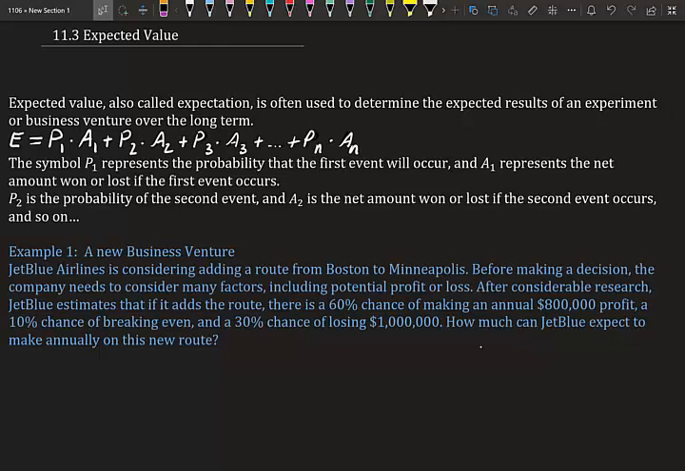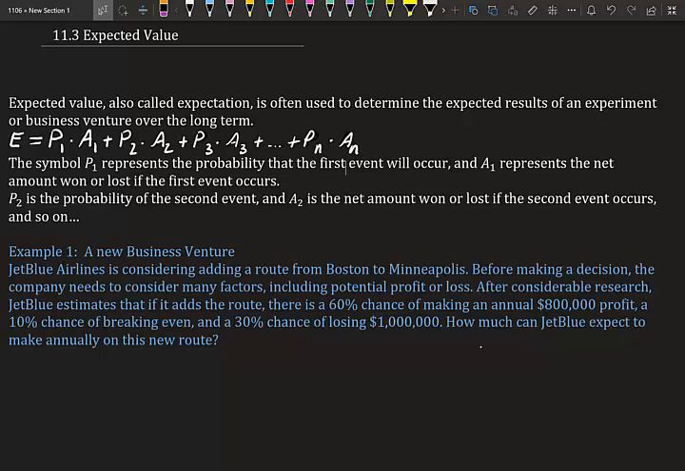11.3 Expected value. Expected value, also called expectation, is often used to determine the expected results of an experiment or business venture over the long term. So the formula for that is P1 times A1 plus P2 times A2 plus P3 times A3 plus dot dot dot Pn times An. Basically, it's however many scenarios you have, that's how many sets you're going to have.